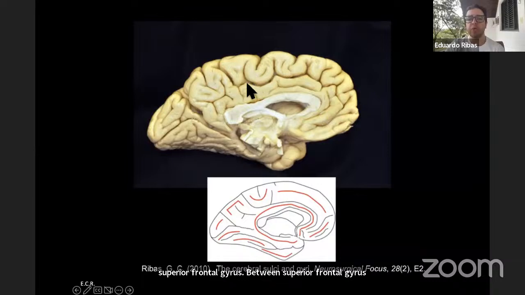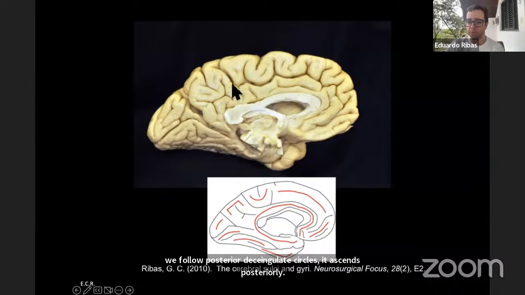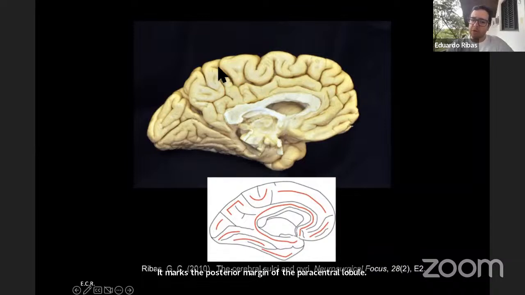If we follow the cingulate sulcus posteriorly, it ascends and marks the posterior margin of the paracentral lobule. This is why this sulcus here is called the ascending marginal ramus of the cingulate sulcus, because it's the posterior margin of the paracentral lobule. And so what is the paracentral lobule? The paracentral lobule is the most medial aspect of the pre and the post-central gyrus, but here seen at the middle aspect of the brain. It's called the paracentral lobule.